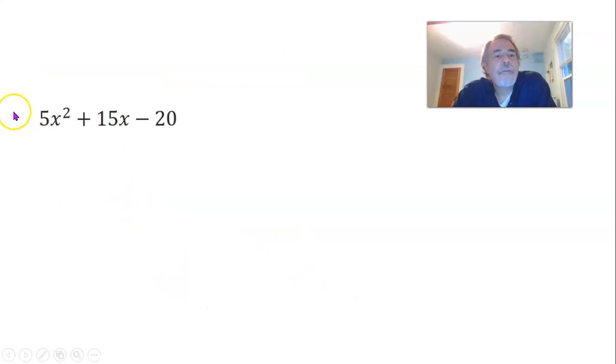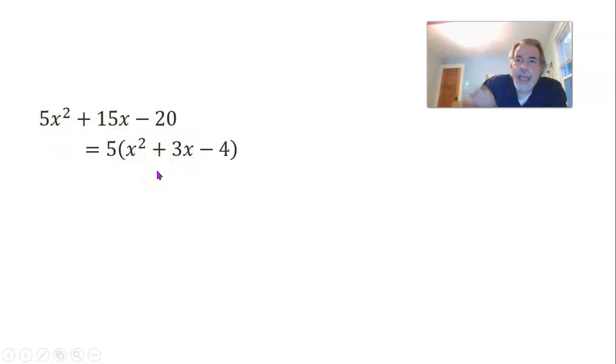Try this one. 5x squared plus 15x minus 20. Start by pulling out the greatest common factor. This one, does it look familiar? It's that one that we looked at the beginning of the last video when we were talking about greatest common factor. We saw you could pull out a 5, and I said that maybe there was something else we could do. So is there? Can we take this x squared plus 3x minus 4 and do something else with that?